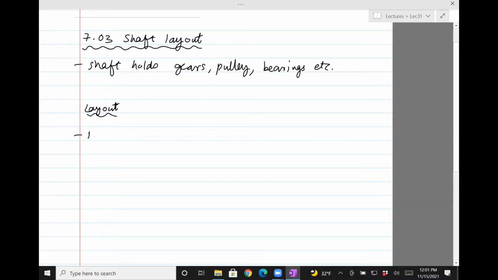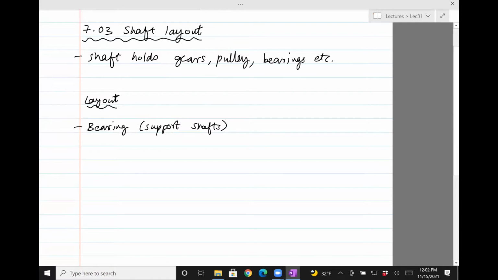So how do you support shafts? You have bearings. So what you do is, when you are trying to introduce a shaft, you want to put it between two bearings, and those bearings will act like simple supports. The cross here denotes the bearing, and let's say that we want to put a gear. So let's say that's the gear, and the shaft connecting the two bearings.